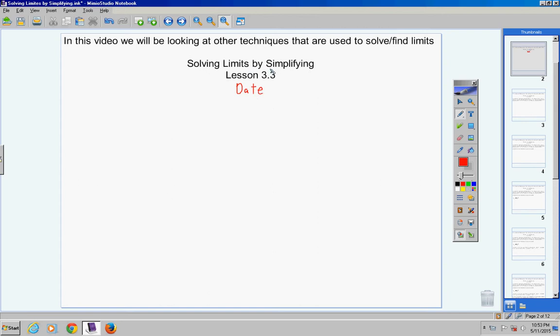So yesterday we looked at solving limits by graphing. We looked at solving limits analytically. And now we're going to look at solving limits by simplifying, okay? Lesson 3.3, and be sure and include today's date.